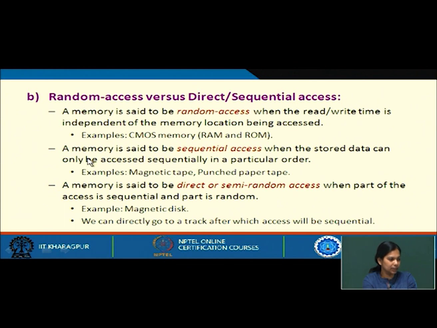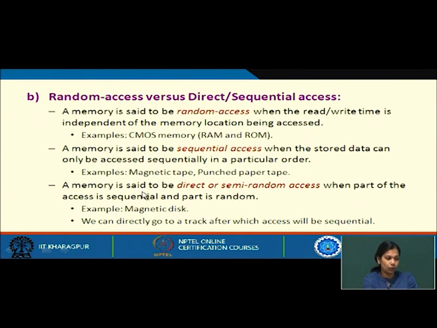And then what is sequential access? A memory is said to be sequential access when the stored data can only be accessed sequentially in a particular order. An example is magnetic tape. Here the data are accessed sequentially, so, one by one by one.